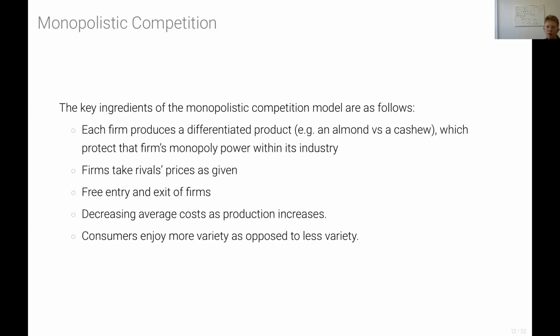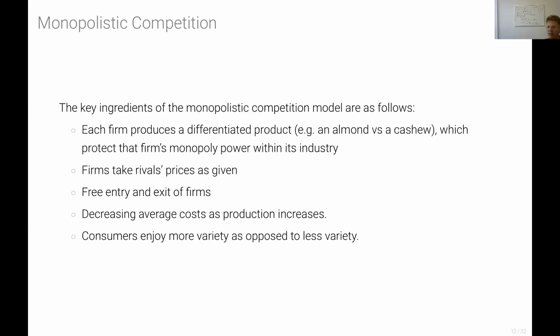So a little bit more about the key ingredients of the monopolistic competition model. Each firm is going to produce a differentiated product, say almonds versus cashews, and that differentiated product is going to protect that firm's market power within its industry. Firms are each going to set their own pricing decisions while taking their rivals' prices as given. So we're going to solve for the price that one monopolistic competitor sets, assuming that all of its rivals' prices are given.